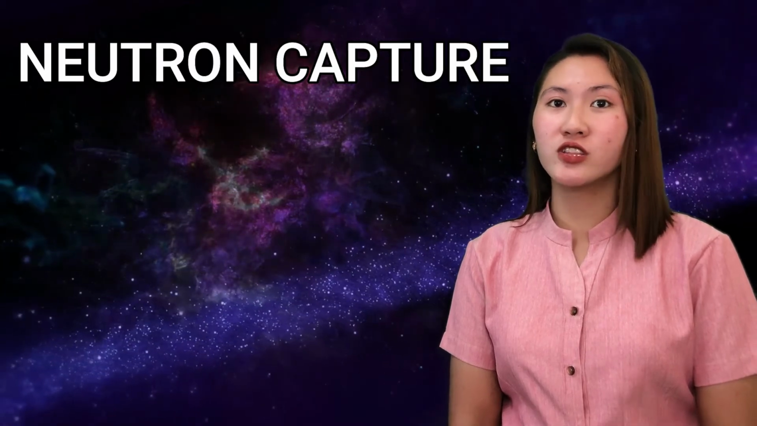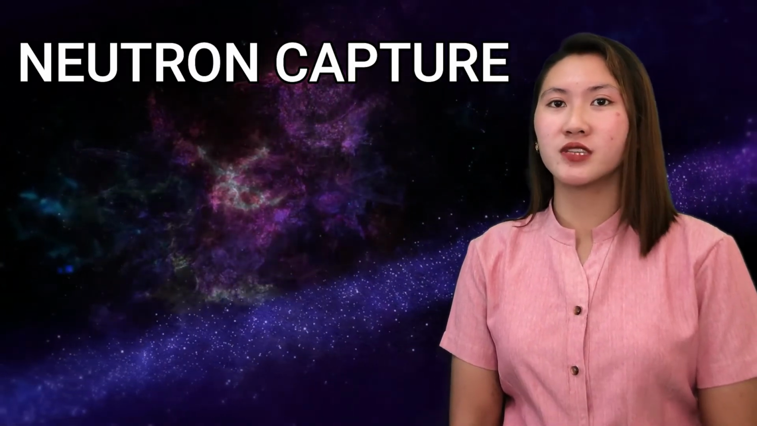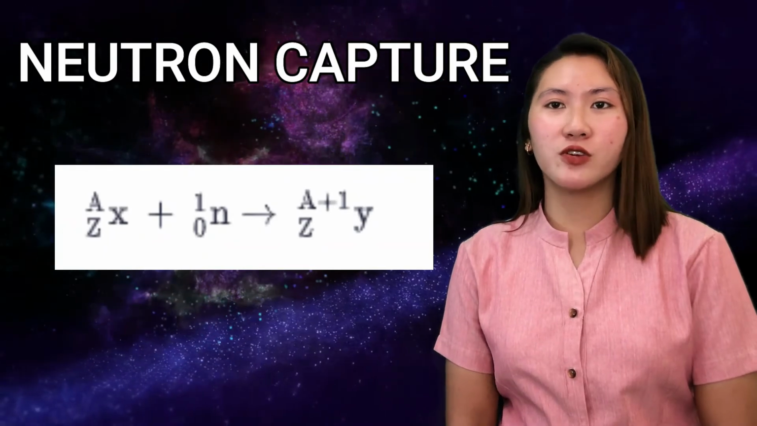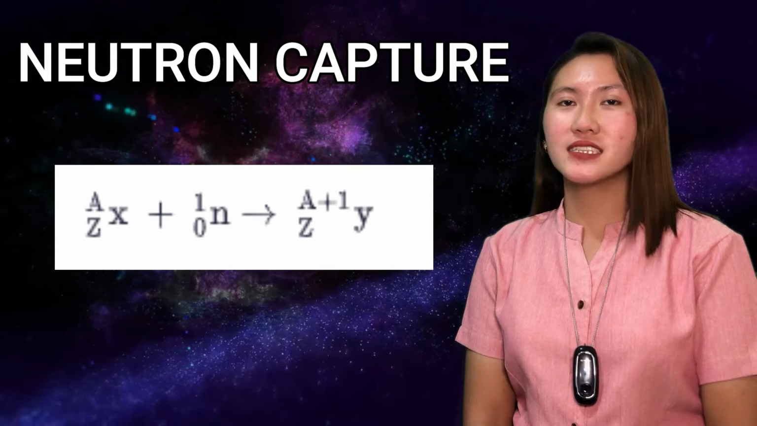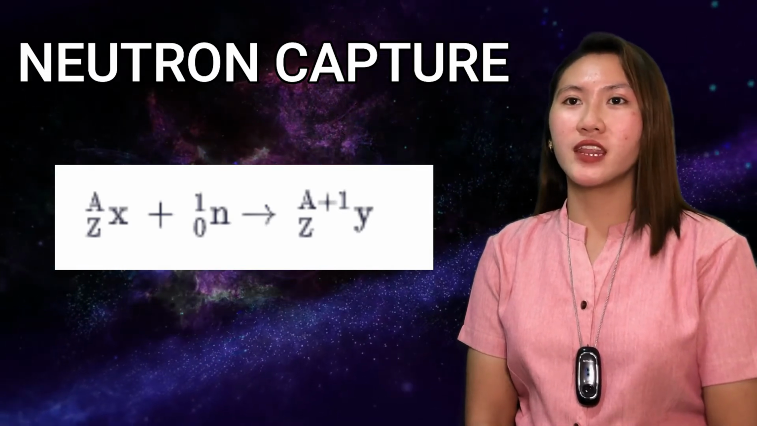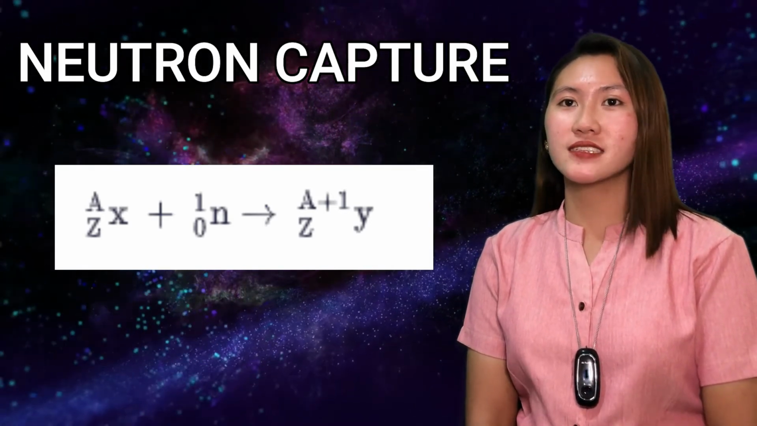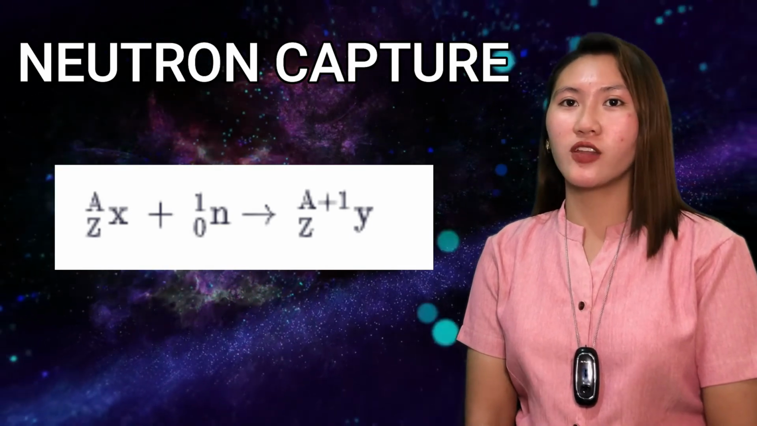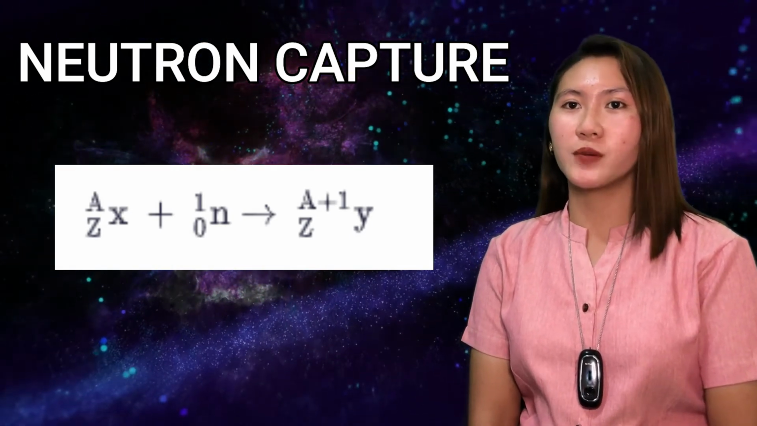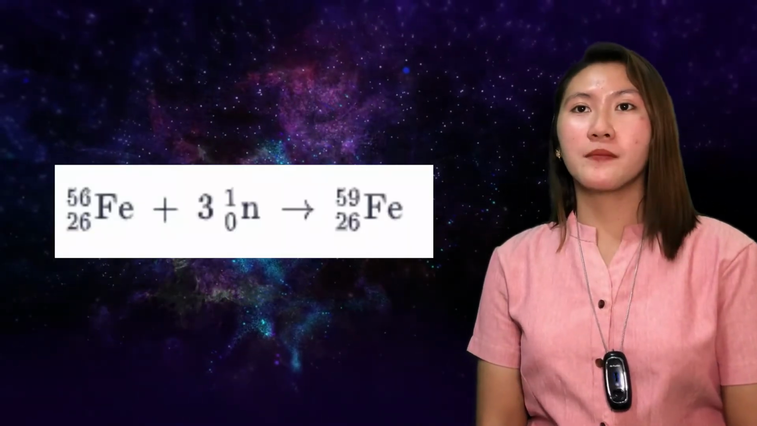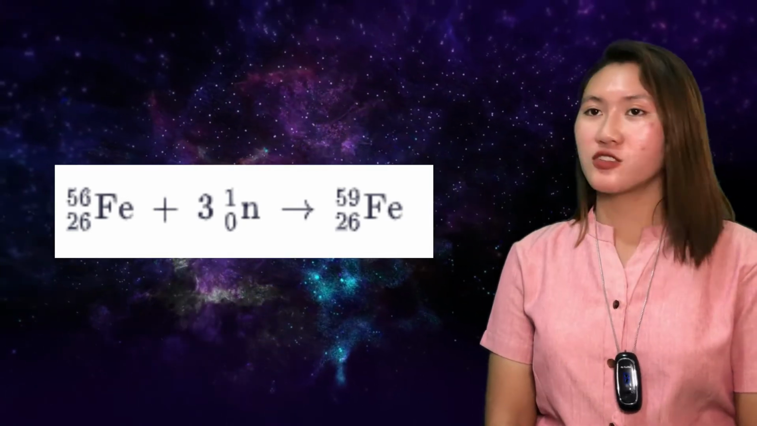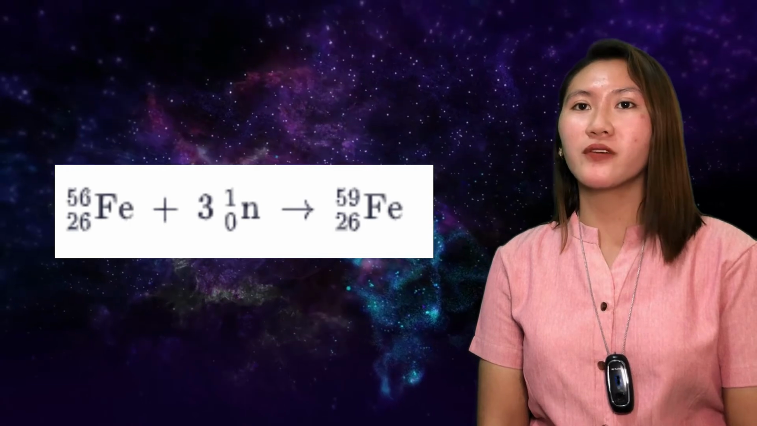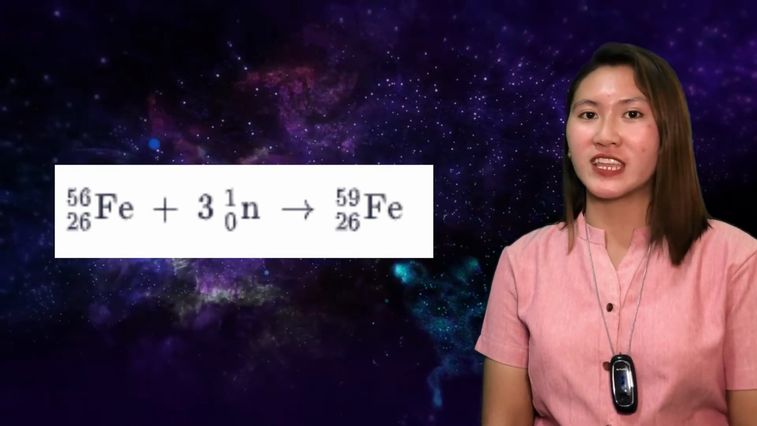Neutron capture is where a neutron is added to a seed nucleus. Here is the representation of how a neutron is captured and a heavier nucleus is formed, where A is the mass number, Z is the atomic number, the number of protons, X is the seed nucleus, N is the neutron, and Y is the heavier nucleus formed after neutron capture. Here is an example. Iron with a mass number of 56 and atomic number of 26 captures 3 neutrons and forms a heavier isotope of iron with a mass number of 59.